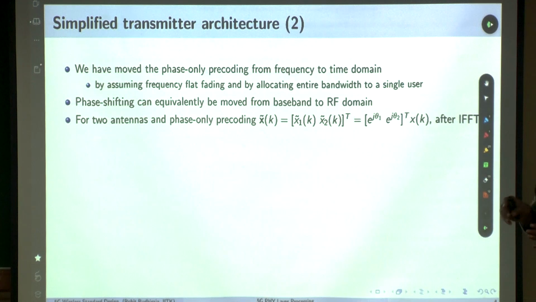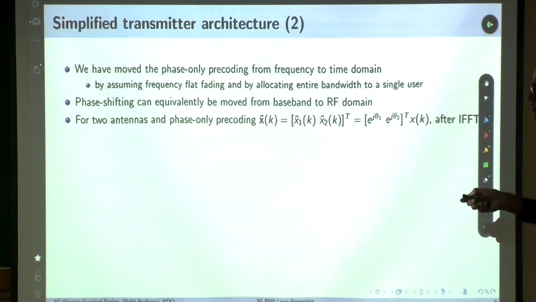Now instead of a single antenna, I will consider a two antenna system. I'll show you that you will still need only one RF chain, and that's how the system will get simplified. So what are we saying here? You have a two antenna system.